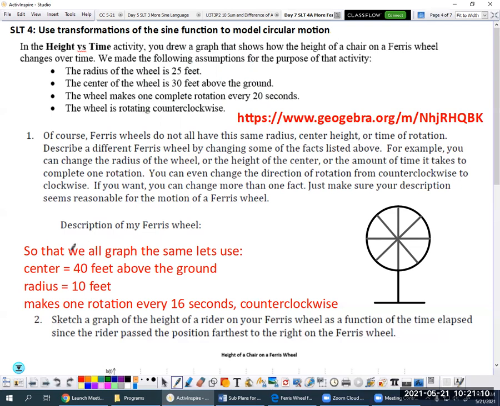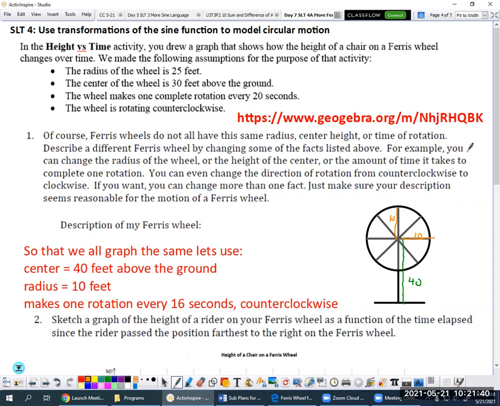Now, number one asks us to create our own description. Just so we have the same graph, we're all going to use a Ferris wheel that has a center that is 40 feet above the ground. So go ahead and mark this 40. We're all going to have a radius of 10 feet. So go ahead and mark this 10. All right, and we are all going to make one rotation every 16 seconds counterclockwise. We're going to do this so that it fits nicely on the graph and you'll be happy, trust me.